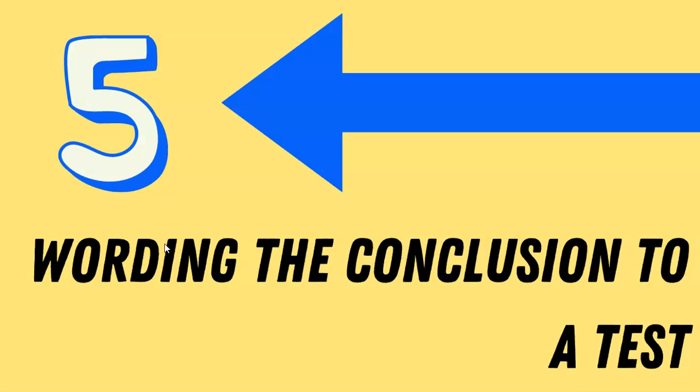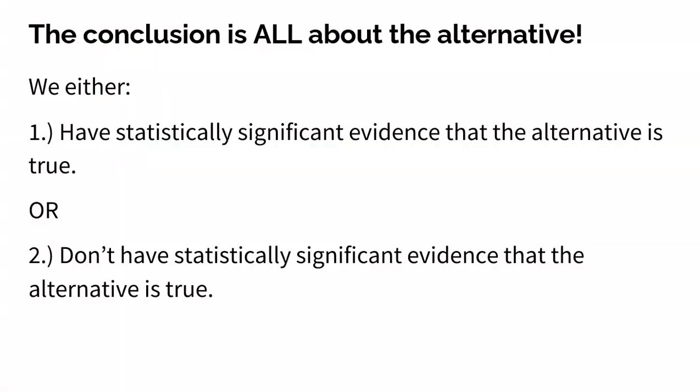Tip number 5, wording the conclusion to a test. A lot of students know how to do all the steps to a test, but they do a poor job of writing that conclusion. So just know this, the conclusion is all about the alternative. Nobody conducts a test hoping that they're wrong. Every time you set up your null and your alternative hypothesis, the goal is to show, now you don't want to cheat obviously, but you want to show the alternative is correct.